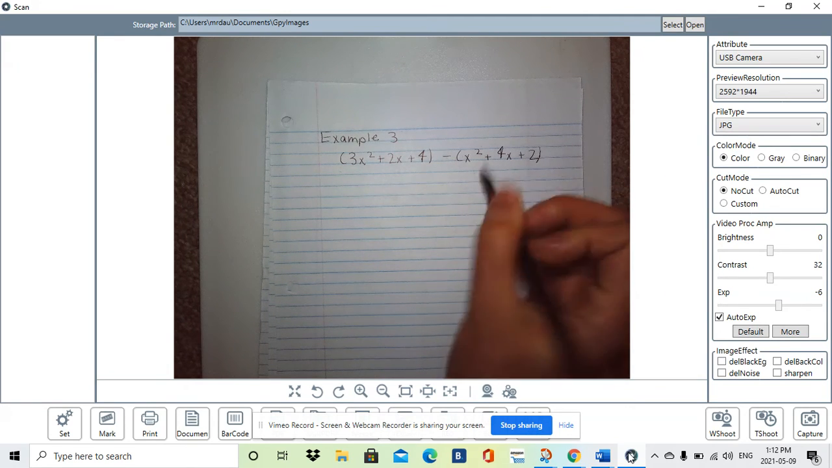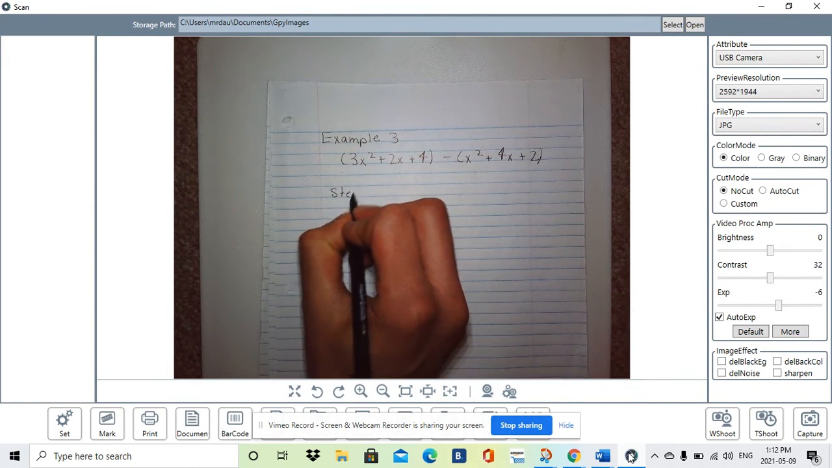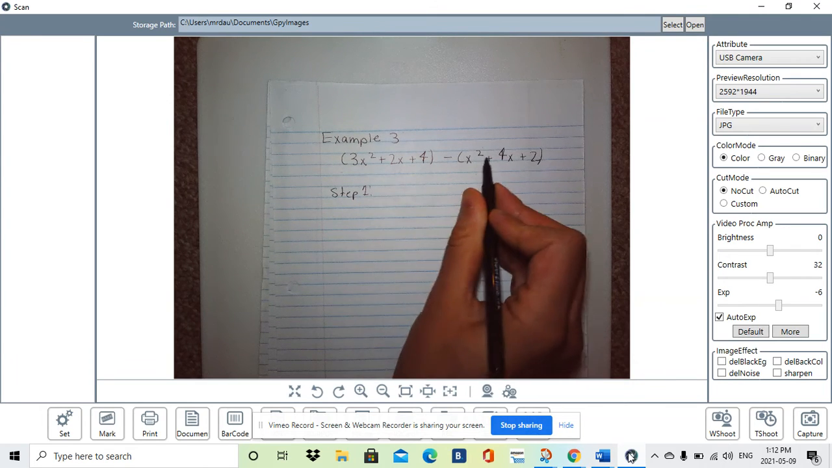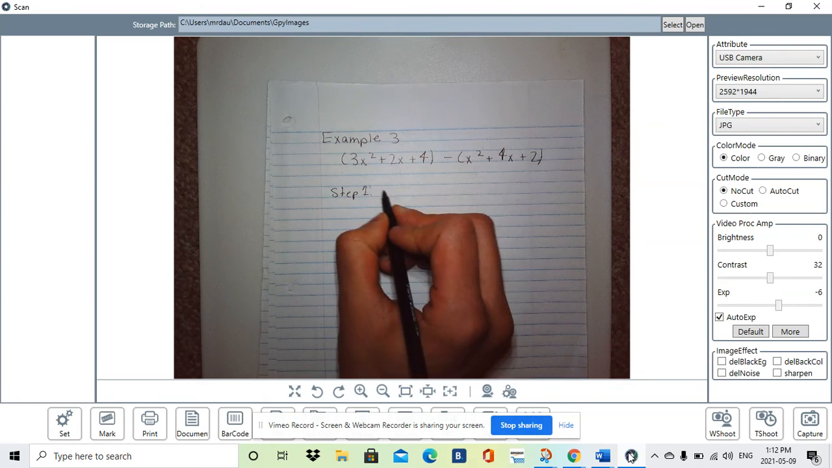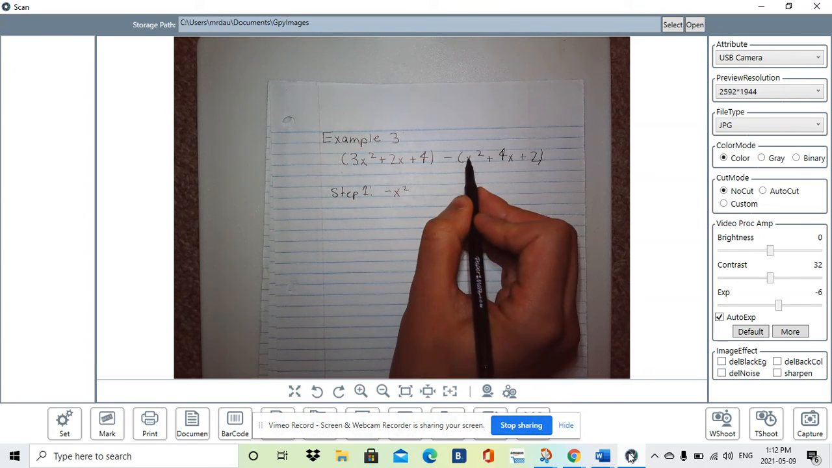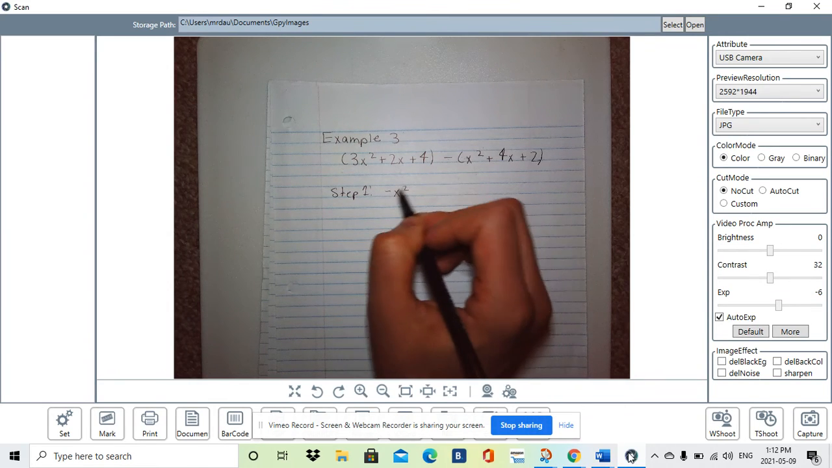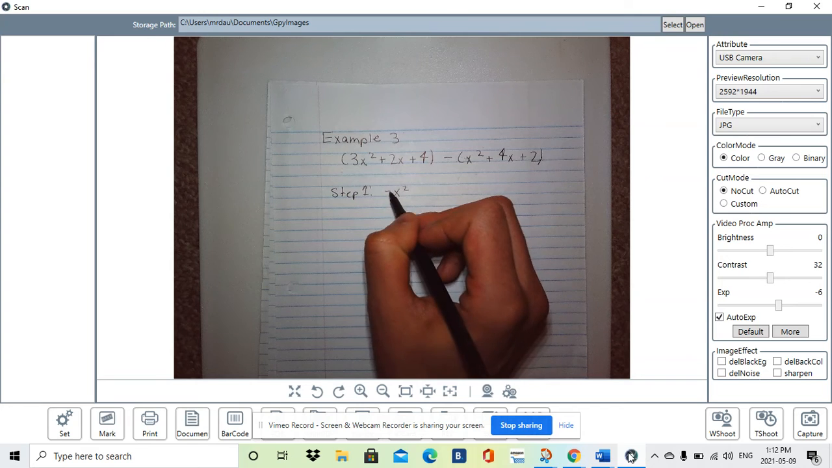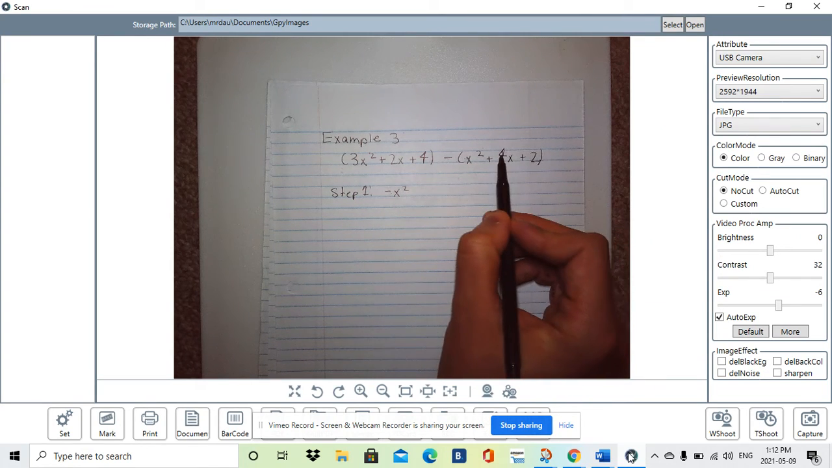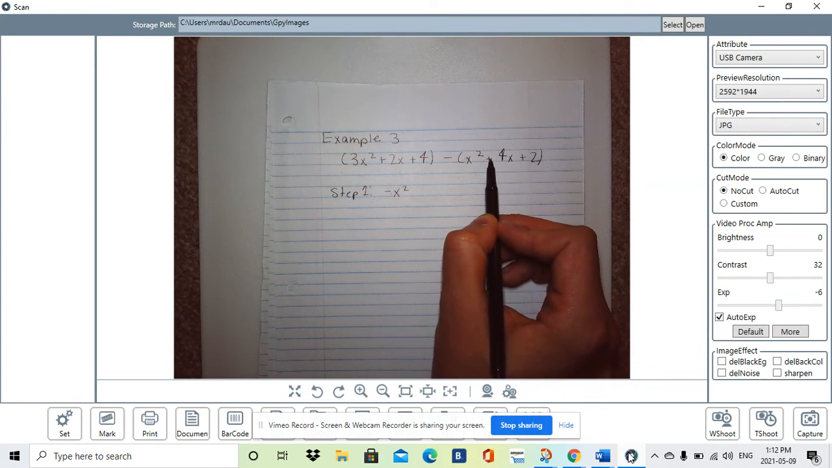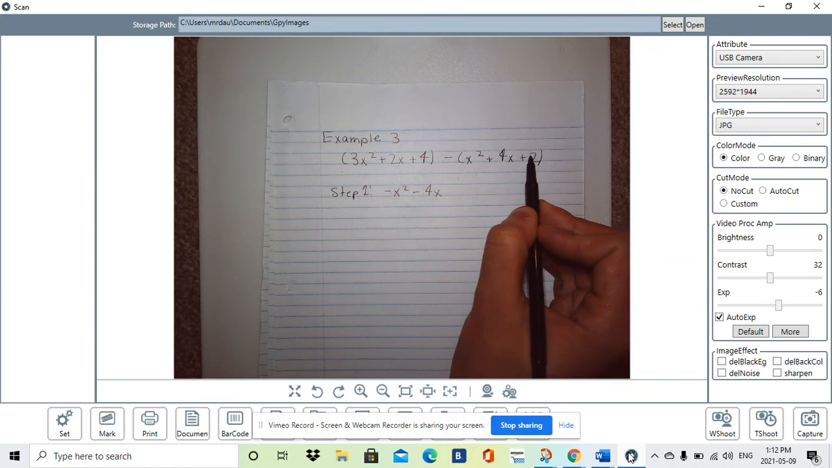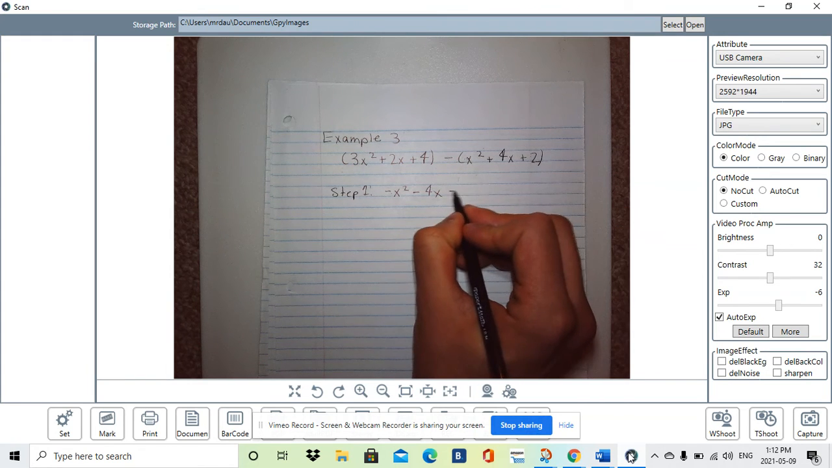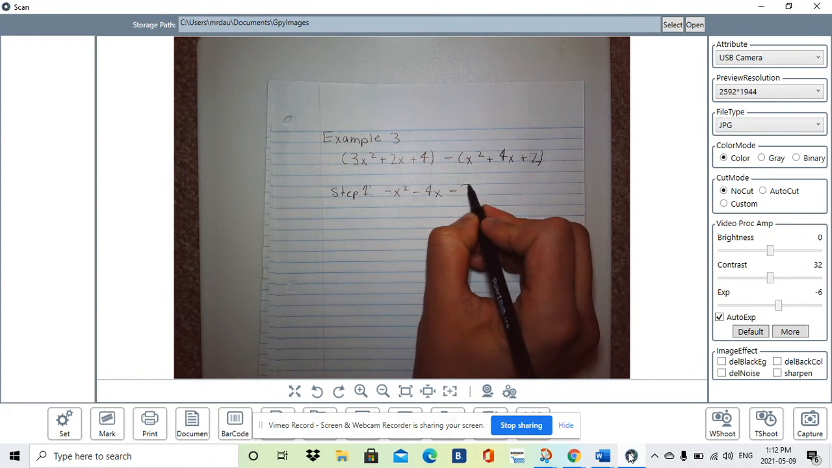So let me do step 1. Flip all the signs of the second polynomial. We get negative x squared, right? Because the sign of the term x squared was positive, so we have to flip it from positive into negative. The sign of 4x is positive, so we have to flip it. It becomes negative 4x. The sign of 2 is also positive, so we have to flip it. We get negative 2. So that's step 1.